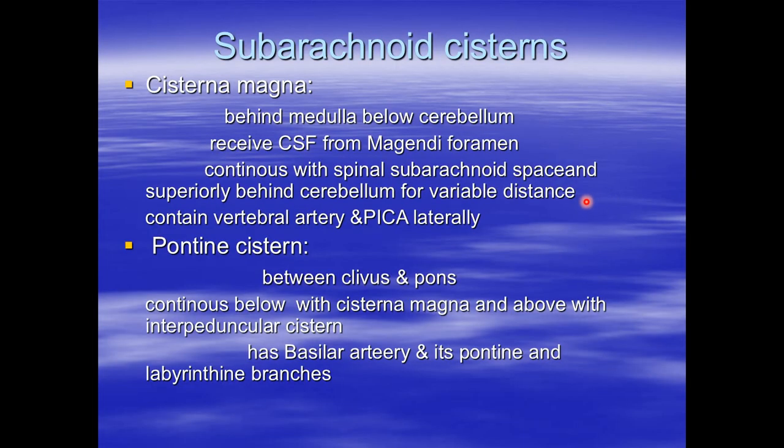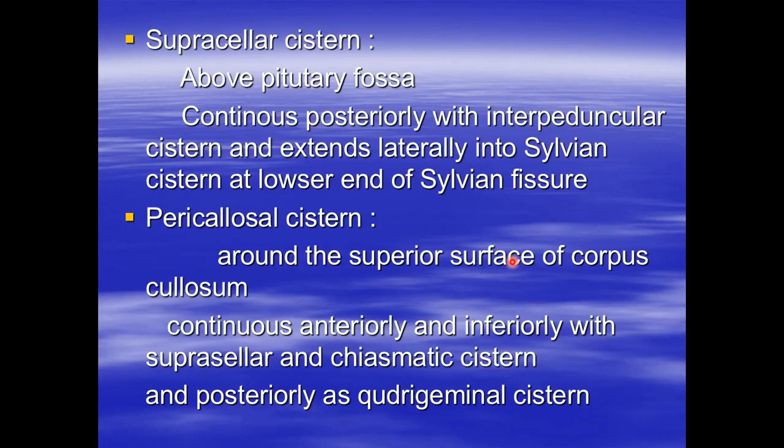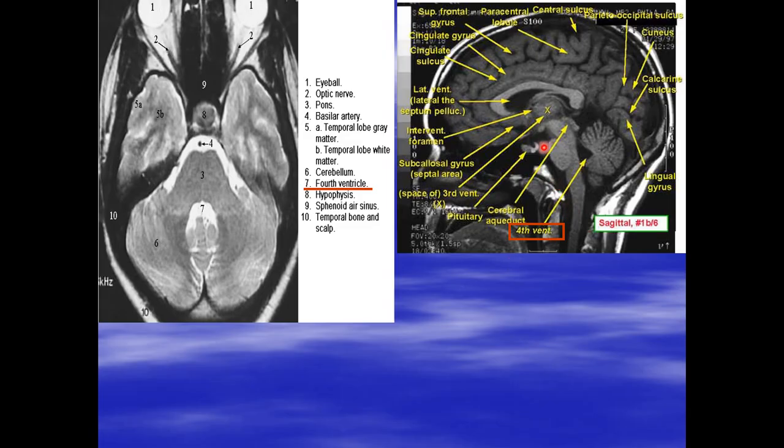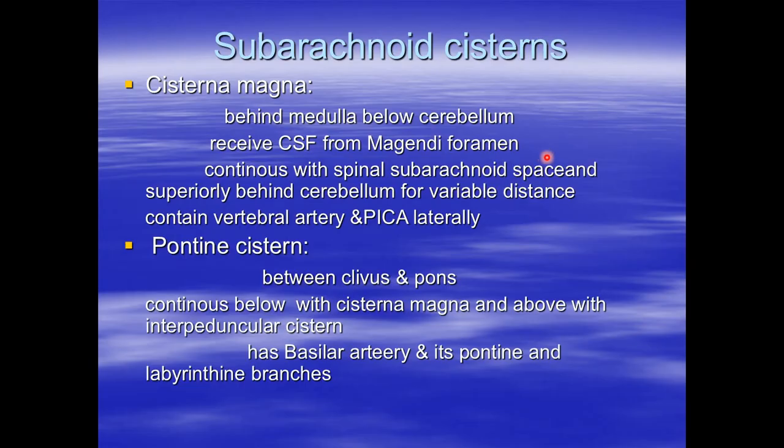Okay, regarding the pontine cistern, it is located between the clivus and the pons. The clivus is a bone, and the pons is part of the brainstem. It continues below with the cisterna magna, and above with the interpeduncular cistern. It contains the basilar artery and the pontine and labyrinthine branches. Again, let's go to the lateral view here. This is the pontine or prepontine cistern, continuing superiorly with the interpeduncular cistern, and it's located between the clivus, the bone here, and the pons.